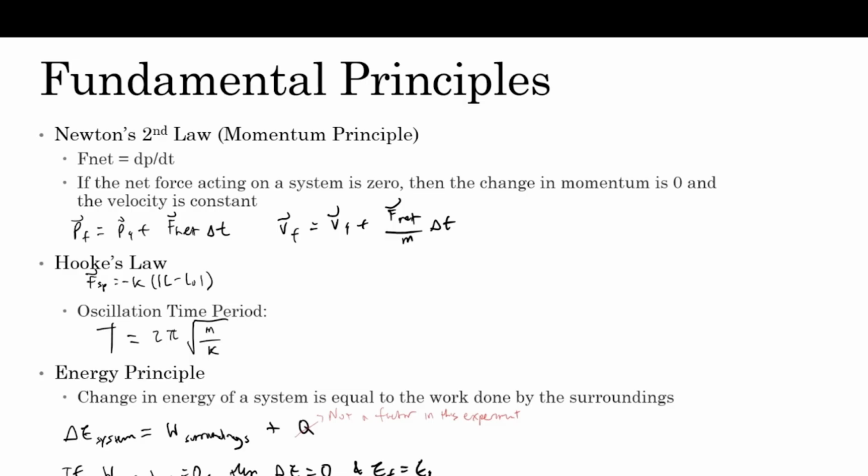So, some fundamental principles. Newton's second law, the momentum principle, was used. If the net force acting on a system is zero, then the change in momentum is zero and the velocity is constant. Hooke's law, the oscillation time period formula, and then the energy principle. We needed this because the change in energy of a system is equal to the work done by the surroundings, and you could use this.